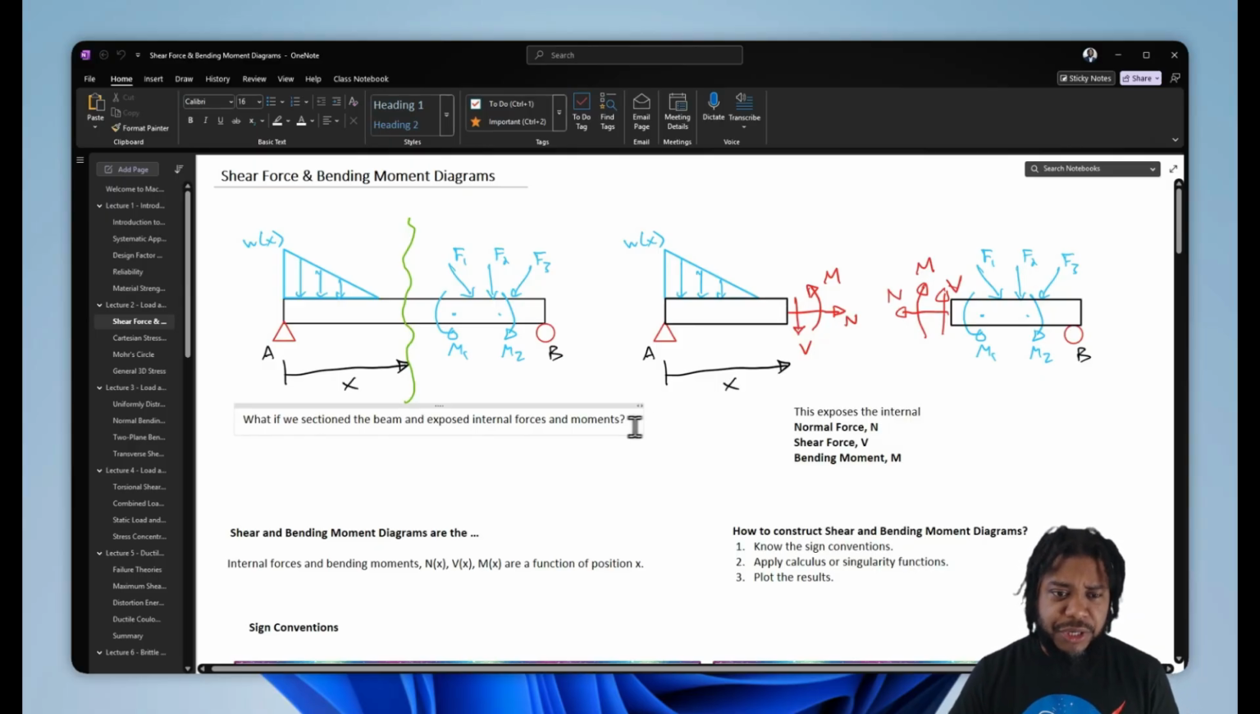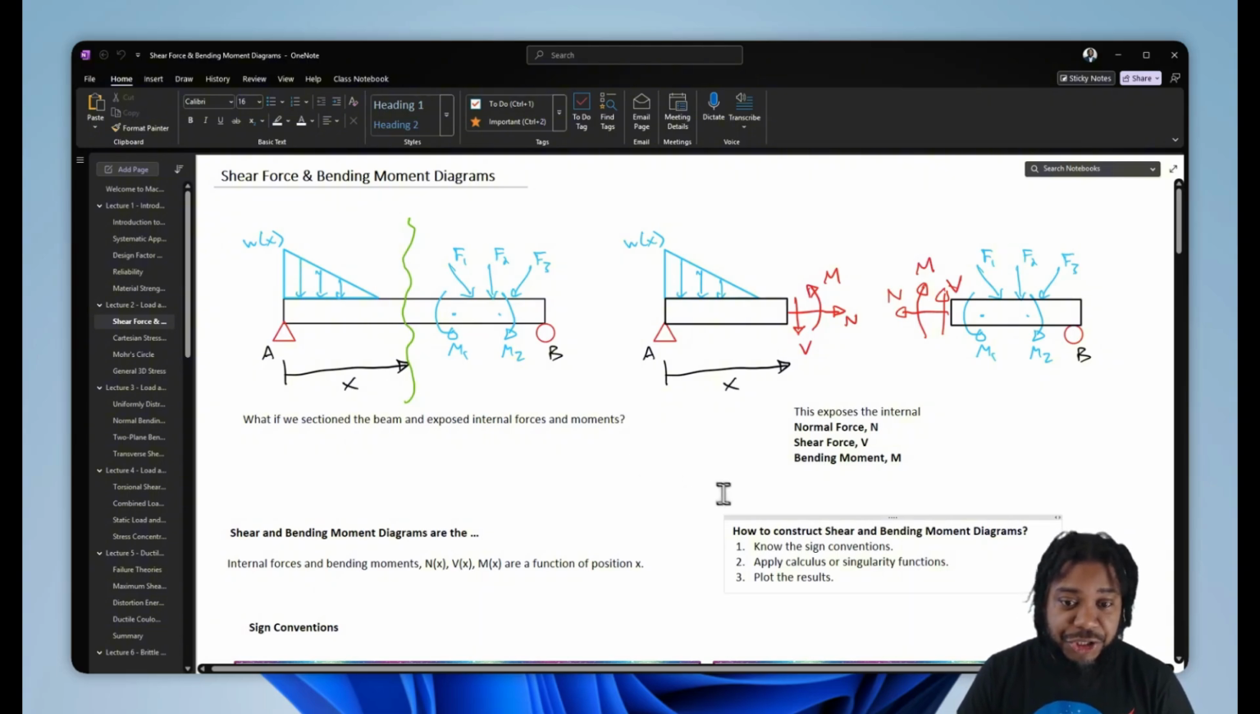And in order to determine how they change, when they become maximum or minimum, we need to create what are called shear and bending moment diagrams, right? Diagrams that tell us how those forces and moments evolve along the geometry. So the question is, how do we create these diagrams?